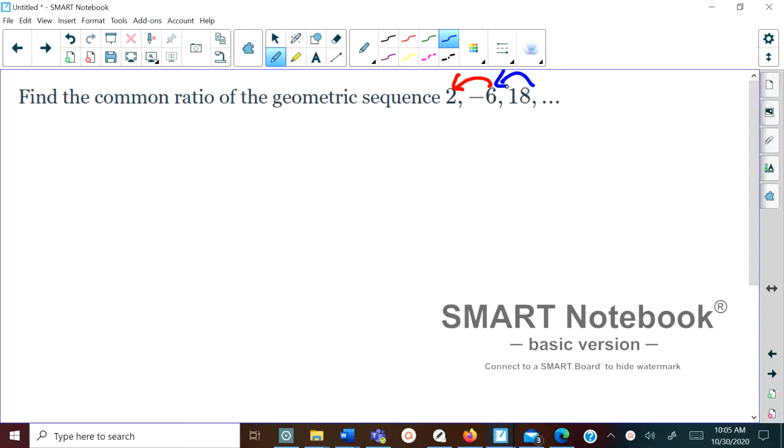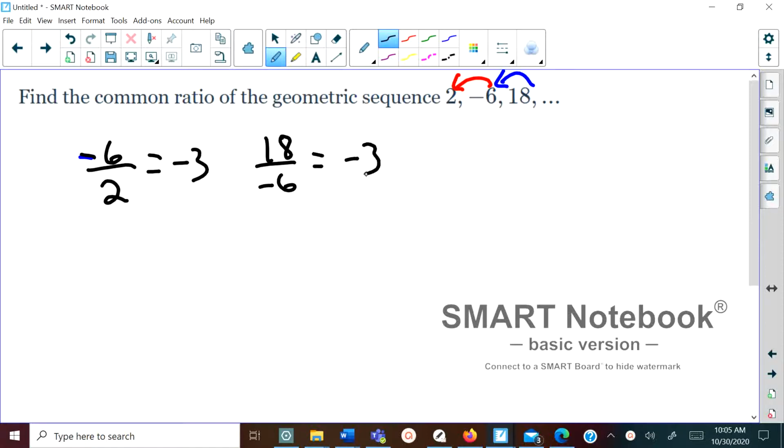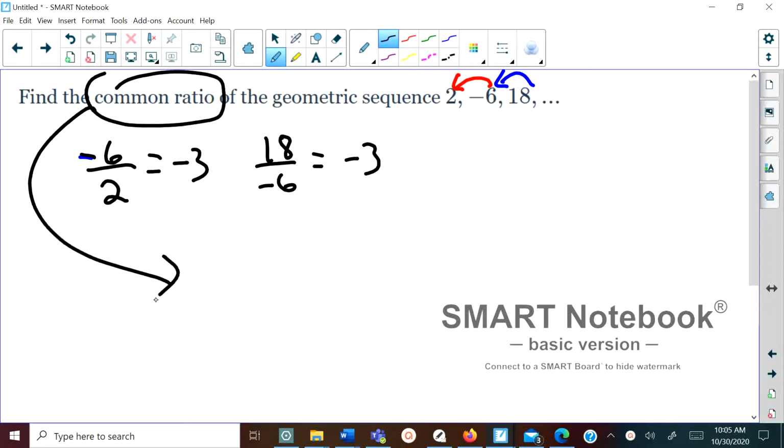So let's do it. Let's say -6, change colors here, -6 divided by 2. It's going to get me a -3. Negative divided by a positive is a negative. 6 divided by 2 is 3. And then you got 18 divided by -6. Positive divided by negative is a negative. 18 divided by 6 is also 3. So you get -3 both times. So the common ratio is -3.